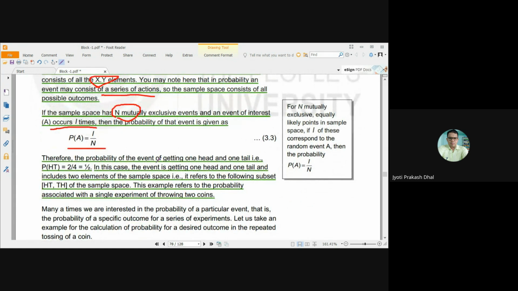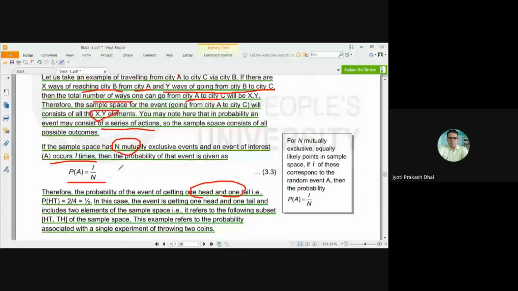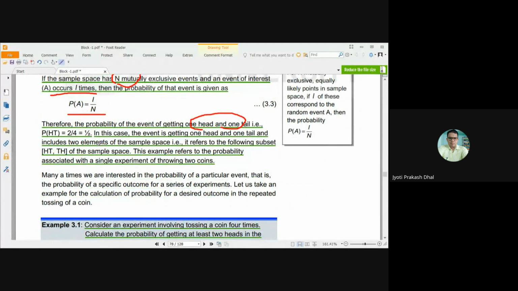Therefore, the probability of getting one head and one tail will be 2 by 4, because one head and one tail, that means HT, will be 2 by 4. So why 2 by 4? Because the total number of events will be 4, and one head and one tail will appear two times. So the probability of getting one head and one tail will be 2 by 4, that is equal to half.